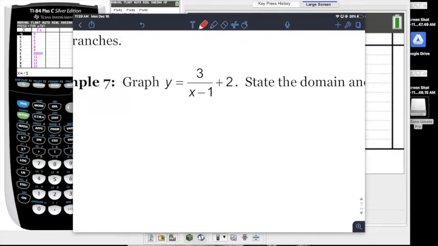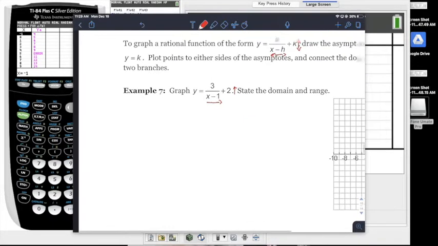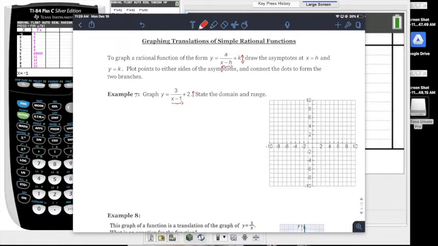So this -1 here is going to move our asymptote to the right one. And then the +2 is going to shift everything up 2 units. So normally the horizontal asymptote's at 0, but since we've got that +2, that's going to move everything up. And then state the domain and range here.